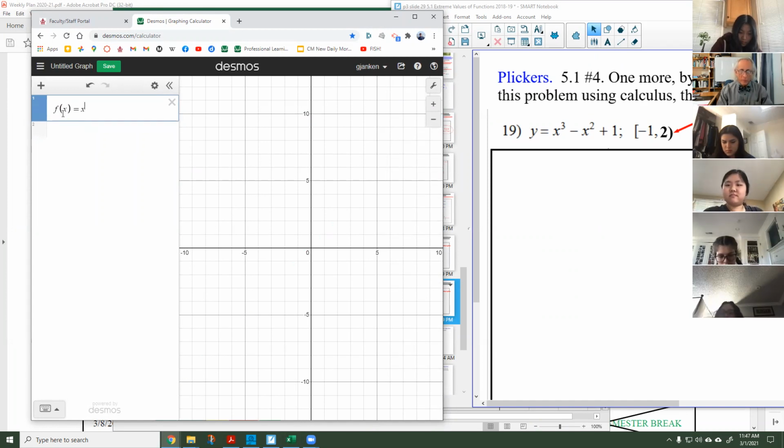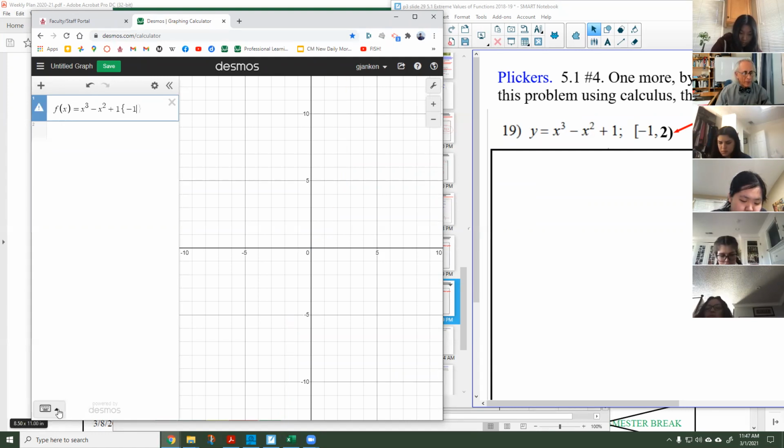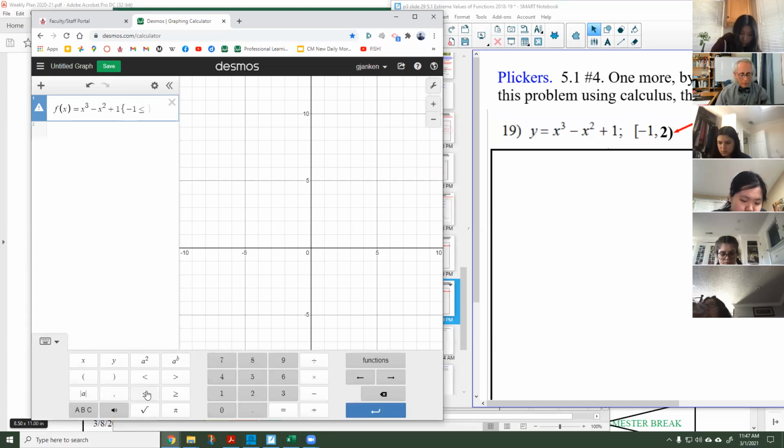equals x cubed minus x squared plus 1. And the domain on this, right? Well, we're going to talk about the domain, but I've given you an interval here. I said I want the extrema over this particular interval. So that is telling me, I'm going to use a little squiggle bracket there. -1 is less than or equal to x, which is less than 2, not less than or equal to, just less than 2.